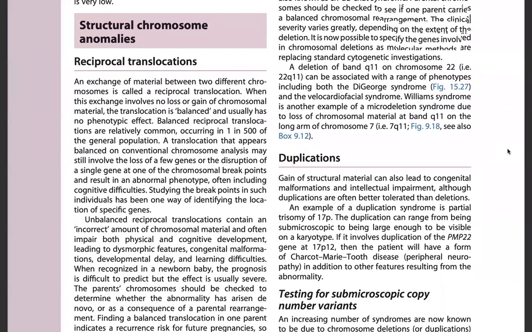Duplication, or gain of structural material, can also lead to congenital malformation and intellectual impairment, although duplications are often better tolerated than deletions. An example of a duplication syndrome is partial trisomy of 17p. Duplication can range from being submicroscopic to being large enough to be visible on a karyotype. If it involves duplication of the PMP22 gene at 17p12, then the patient will have a form of Charcot-Marie-Tooth disease, a peripheral neuropathy, in addition to other features resulting from the abnormality.